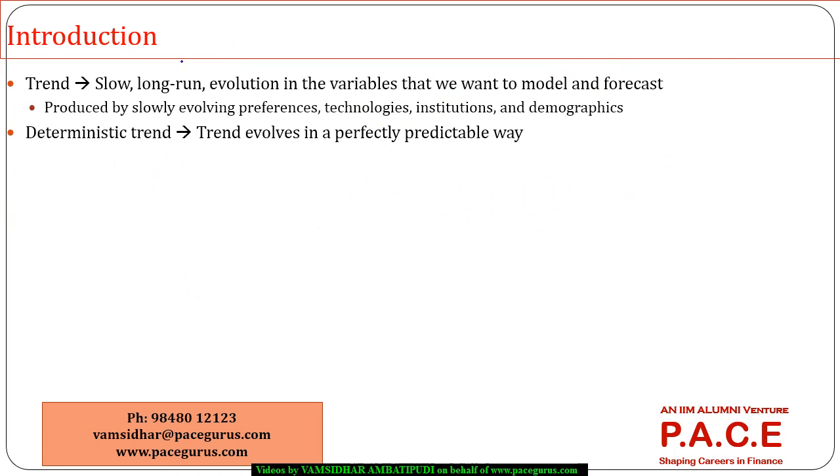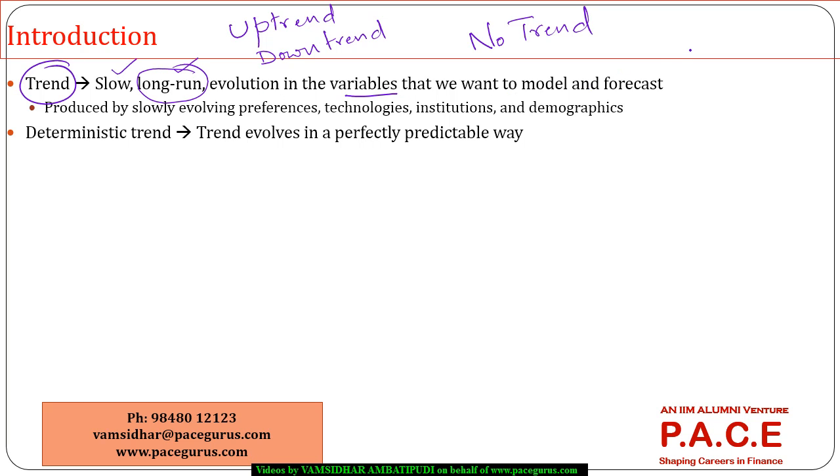So we all know the word trend, right? Here in the trend, we always talk about three types: either an uptrend or a downtrend, or increasing trend and a decreasing trend. And if it is flat, we typically call it no trend. So whenever we are using the word trend, it's a slow, long run. We are not talking about a few days. We don't use the word trend. It's more of long run evolution in the variables that we want to model and forecast.